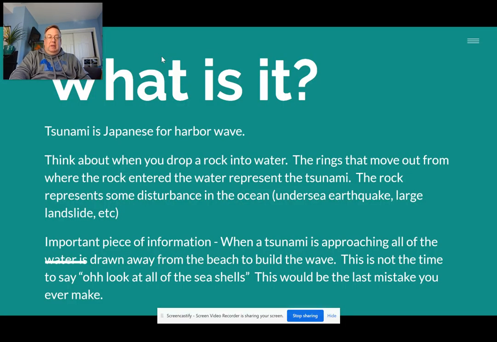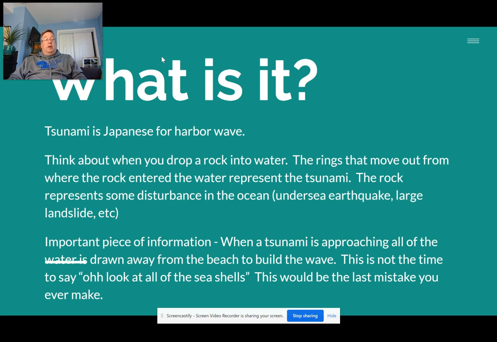Okay. So tsunami, what does it mean? It is Japanese for harbor wave. The way I want you to think about it is think about when you drop a rock in water, you get those rings that come out. Each ring is part of the tsunami. And the rock that you're dropping represents something disturbing the water.